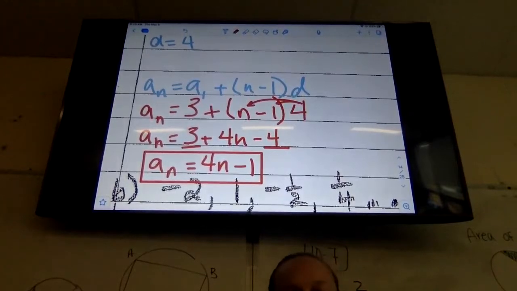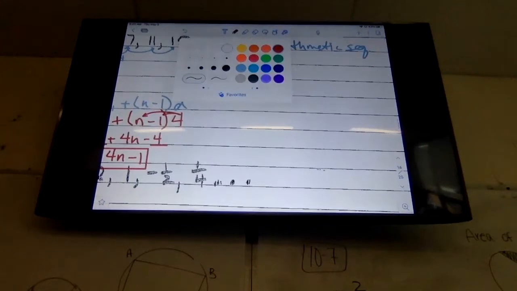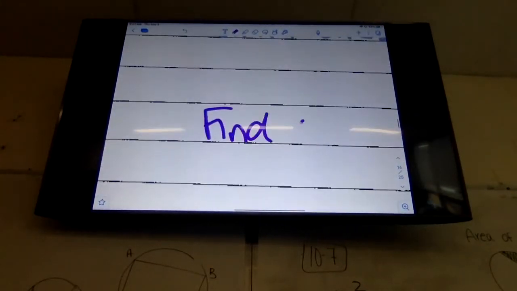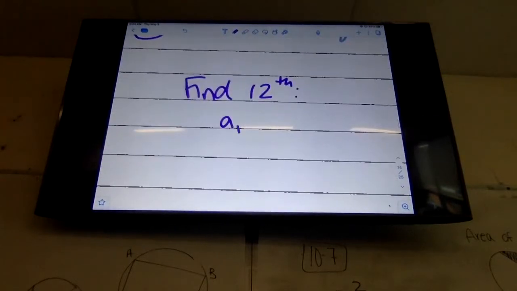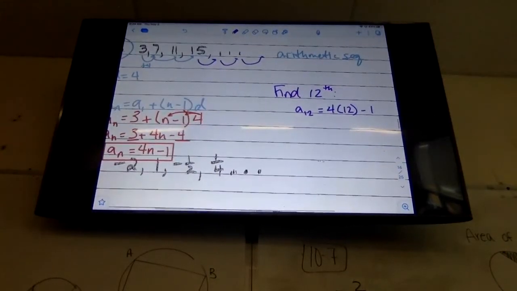Now, let's say I asked for a certain term. I did not in this, but let's pretend and we'll make one up. Let's say I said, find the 12th term. Now, what could we do? We could definitely just add 4, however many more times to 15 and then another 4 and then another 4 and keep going until we found the 12th spot. Or we can use our formula and plug 12 in for n. So I can say, all right, A sub 12 is going to be 4 times 12 minus 1. Is that our formula? Yeah, okay. You guys okay with that so far?